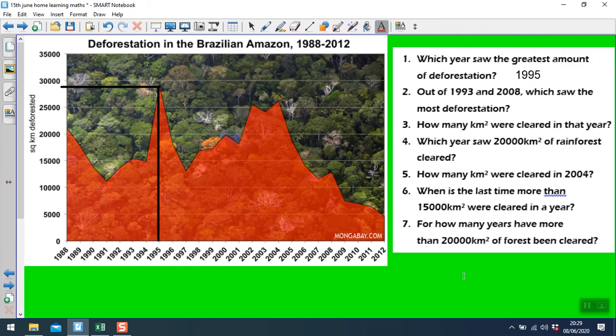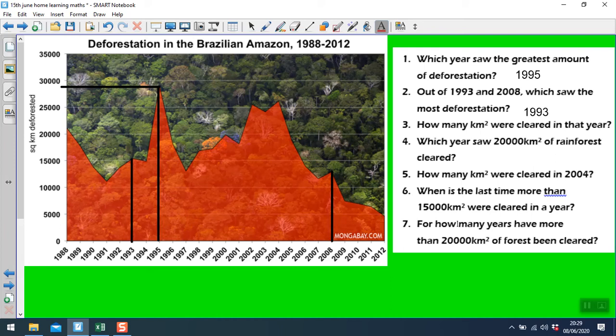Out of 1993 and 2008, which saw the most deforestation? So 1993 was that tall, and 2008 was this tall. So which year had the most deforestation? And that was 1993. Pause the video while you complete the remaining questions.